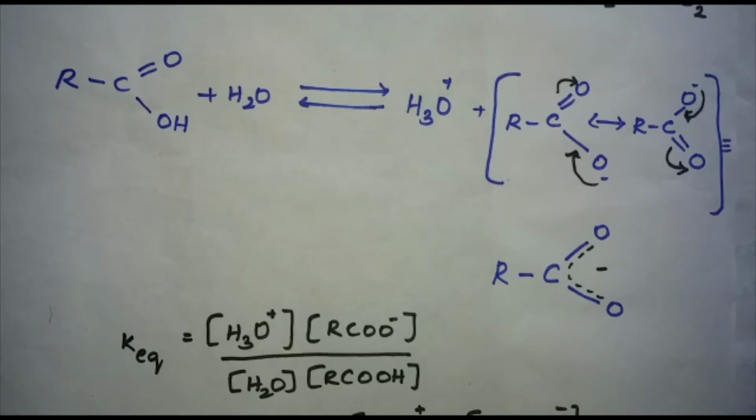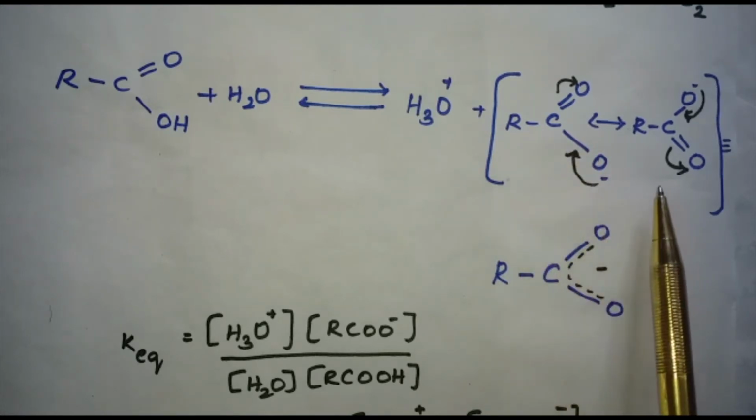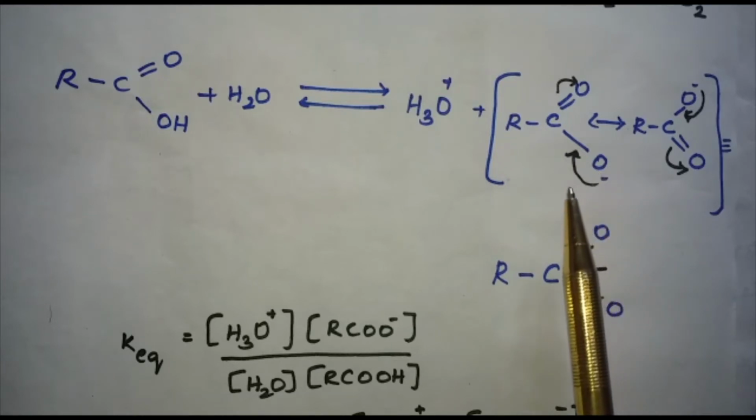Carboxylic acids are among the most acidic organic compounds, and we know phenols are more acidic than alcohols. The higher acidity of carboxylic acid as compared to phenols can be understood easily. The conjugate base of carboxylic acid, which is nothing but a carboxylate anion, is stabilized by two equivalent resonance structures.